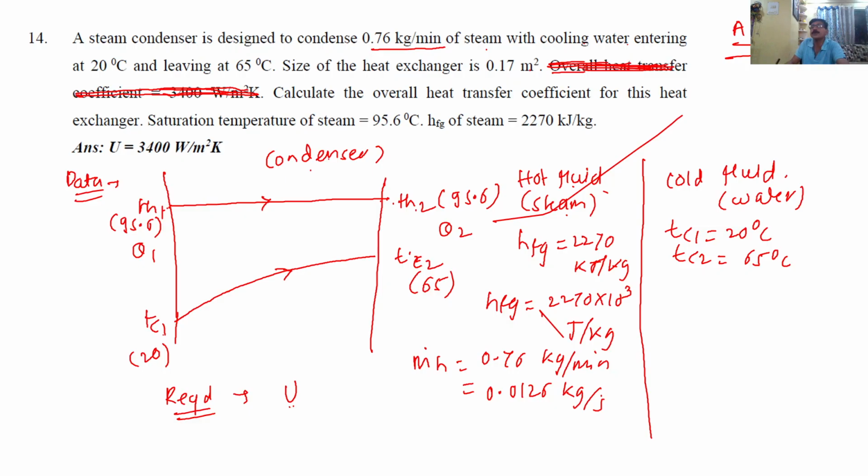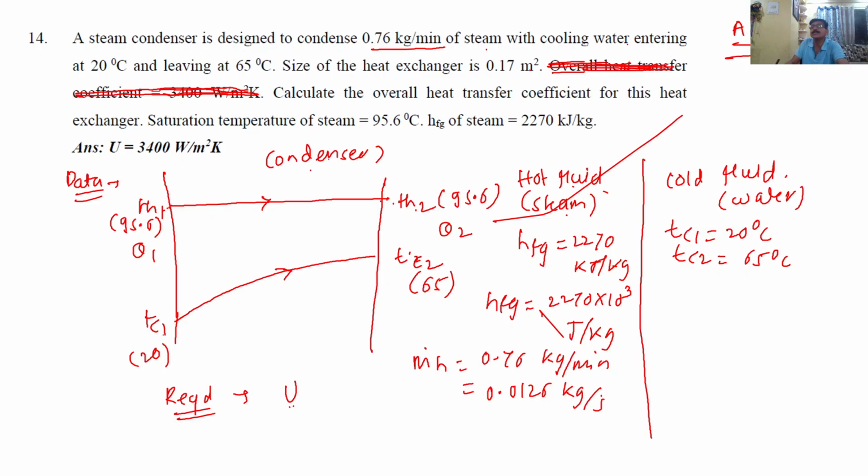Q is equal to M dot H, 0.3333. What is CPH? 2100. What is TH1? 70 minus 40. I will get the answer of Q as 20997.9 watt. But this can be utilized.